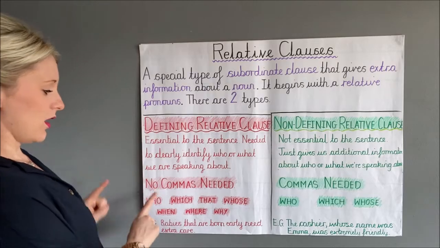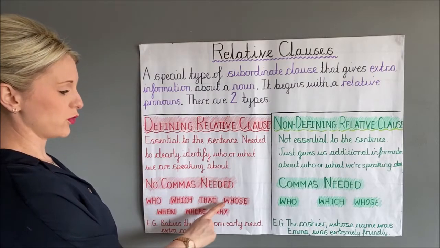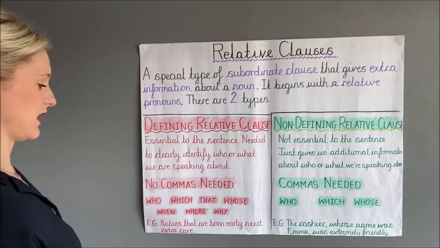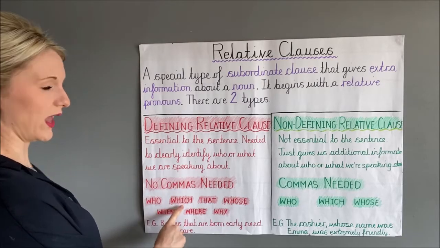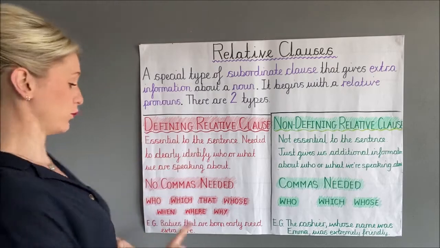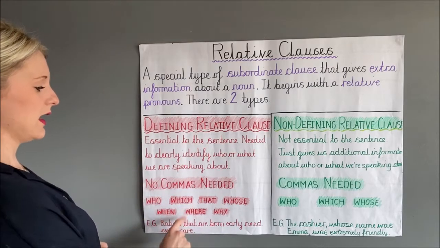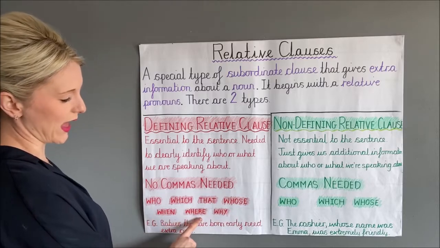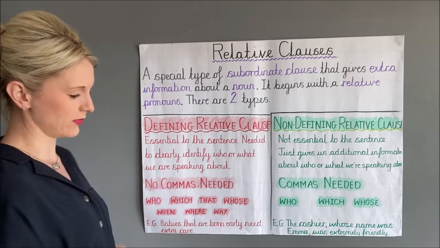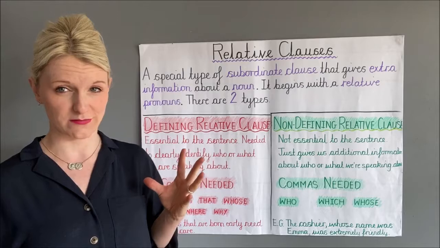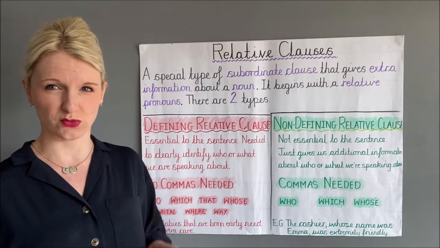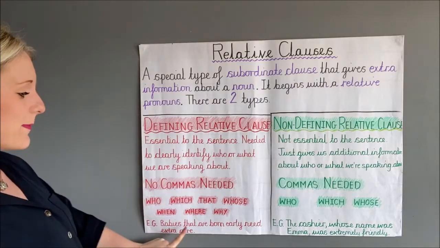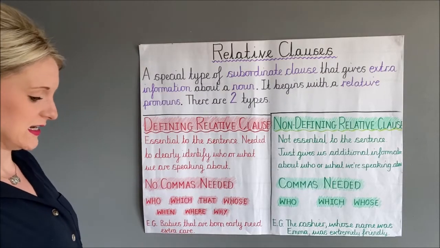Okay. Here are the relative pronouns that we could use with a defining relative clause. Now, there's lots of different ones we could use for these. So we've got who, which, not pointy nose which, but which spelt like this with an H in it, that, whose, when, where, and why. Okay, and an example of one of these, a defining relative clause where we need that relative clause for the sentence to make sense, would be: babies that are born early need extra care.